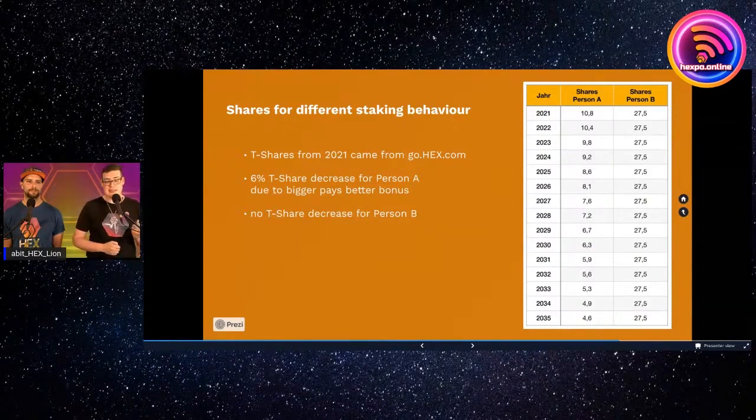And this decrease, we just put it linear. It could also happen that it is a bigger decrease year over year. If that's the case, which we will find out over the years, then the difference between person A and B is even bigger. So I want to summarize the 6% you are seeing here right now. Last year, we assumed a 5% T-share decrease for person A. Now, Patrick, you found out it would rather be 6%, and you already made a prediction for the future. It might be higher than that even, right?